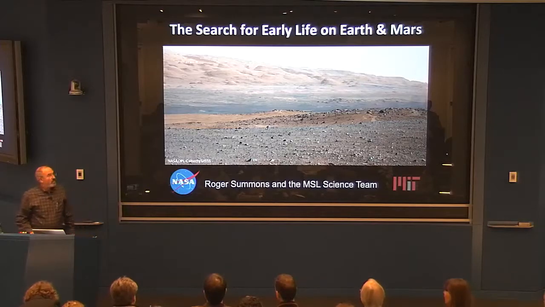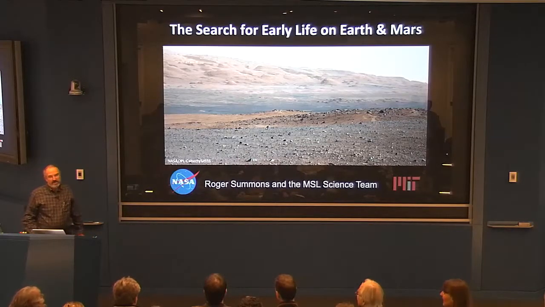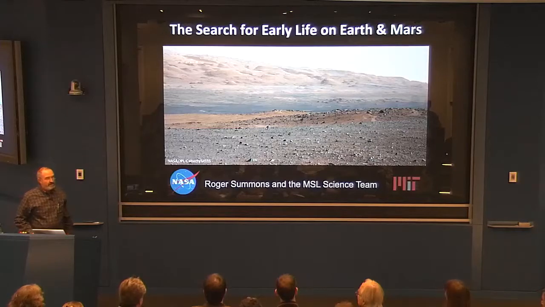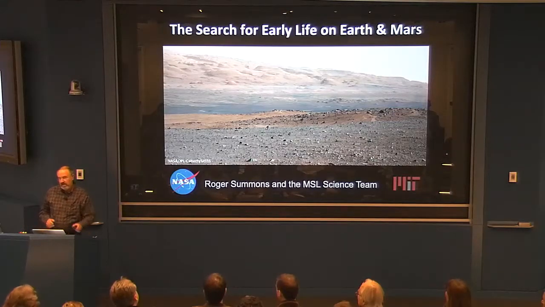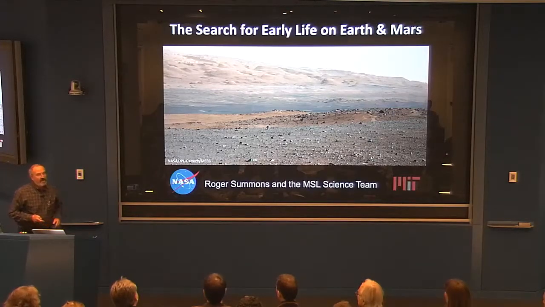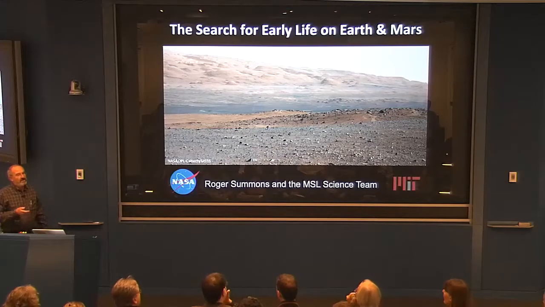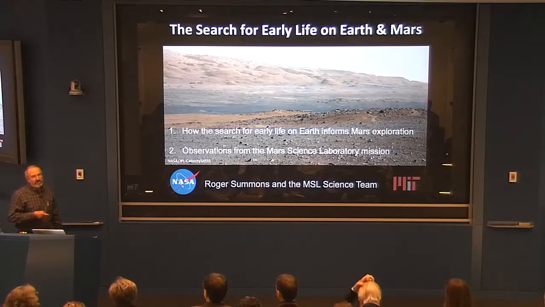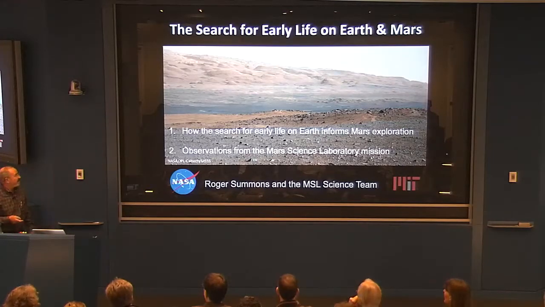I'm going to talk mainly about the mission that's currently happening on the surface of Mars, the Mars Science Laboratory mission using the rover Curiosity. But I'm going to start by talking about how we look for life on the early Earth, because how we look for life on the early Earth informs ways that we might improve chances for understanding the habitability of Mars.